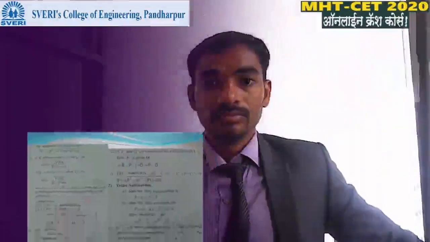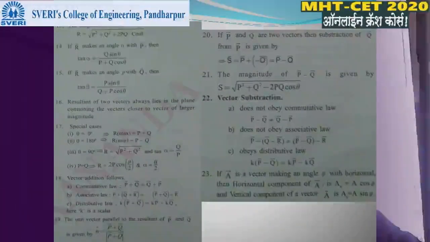ओके, again, this is the synopsis based on the scalars and the vectors. Important formulas दिलेला आहे. Resultant of two vectors always lies in the plane containing the vectors, closer to the vector of larger magnitude.